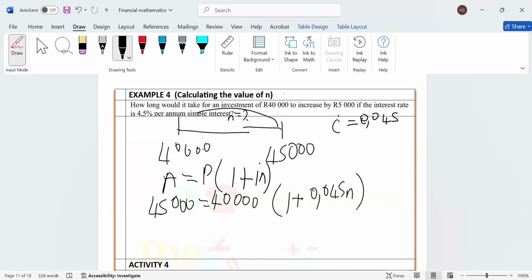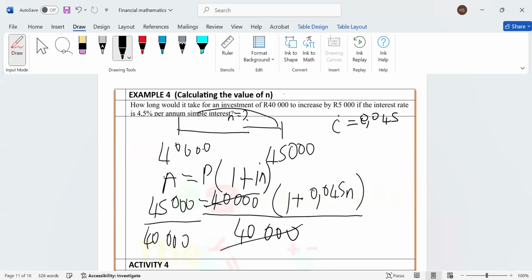How do we get N from here? What is the first thing that you do? Multiplication and division are inverses of each other. So the first thing you can do is divide both sides by 40,000. On this side, if I divide by 40,000, the 40,000 and 40,000 divide each other out, and I am left with 1 plus 0.045 N.